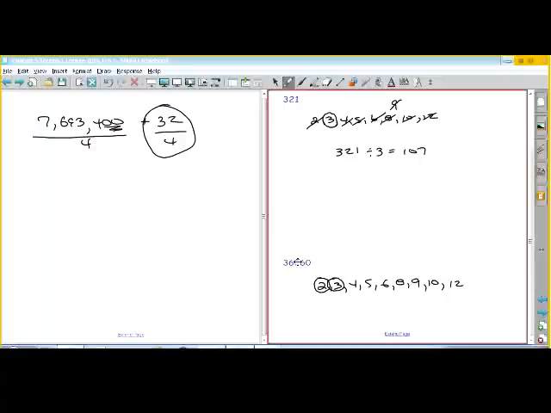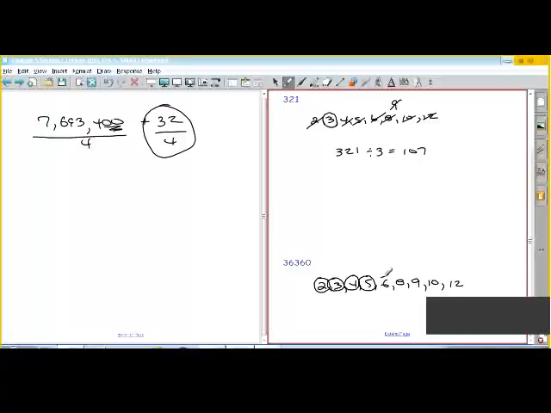To be divisible by 4, the last 2 digits have to be divisible by 4. So is 60 divisible by 4? The answer is yes, but you can check it on your calculator. 60 divided by 4 is equal to 15. So that one works. Is it divisible by 5? Yes, because the last number is 0.